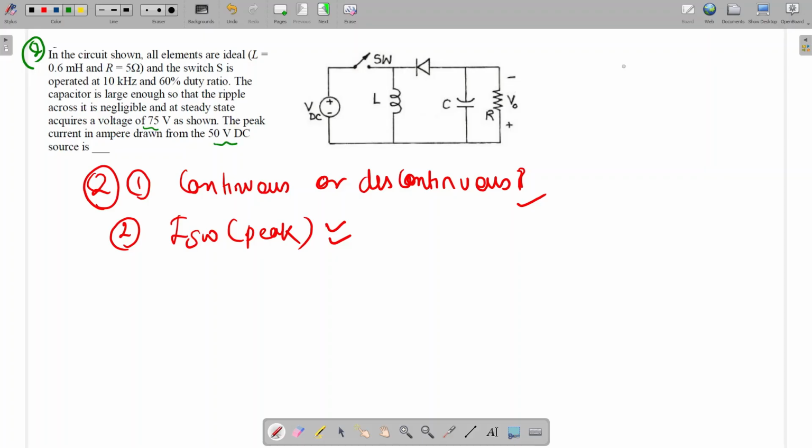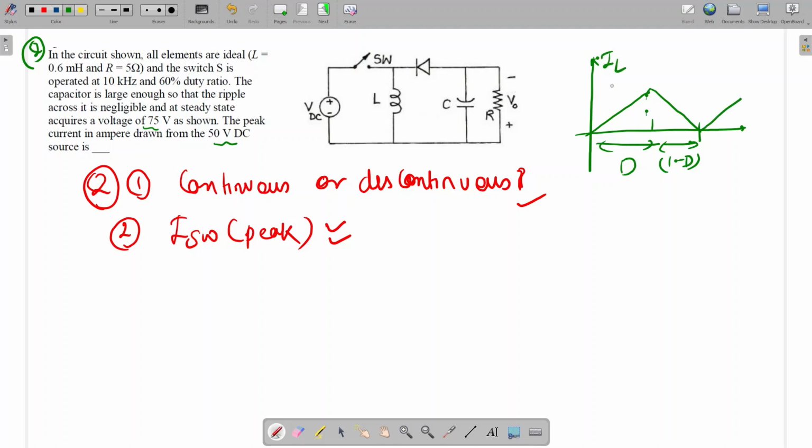For the boundary condition, I have already explained. Boundary means that for the on time, it will go like this, charging for D, and discharging for 1 minus D. So this is for D and this is for 1 minus D. If this condition happens, we can say that it is working at the boundary condition. This is the inductor current. Another case will be where it is higher than this one, with some maximum and some minimum value.